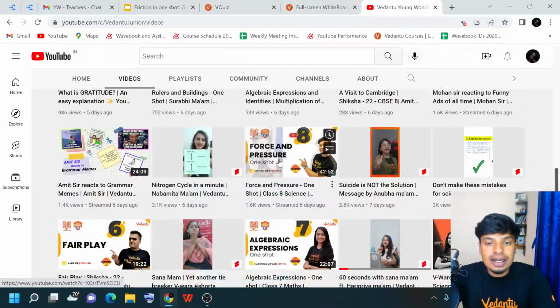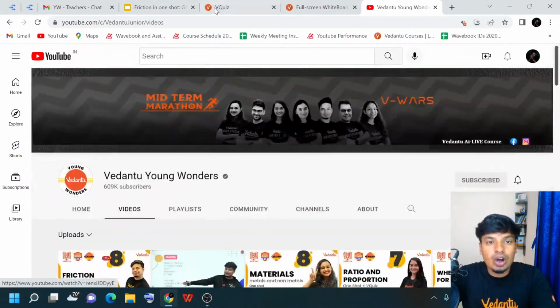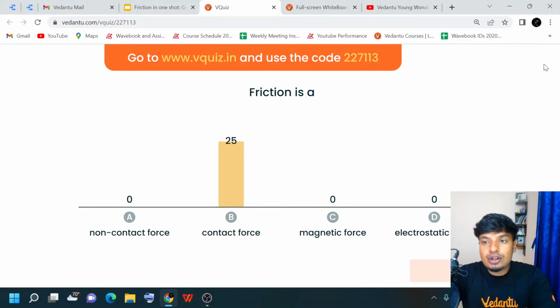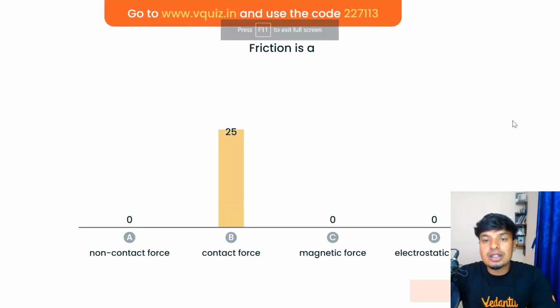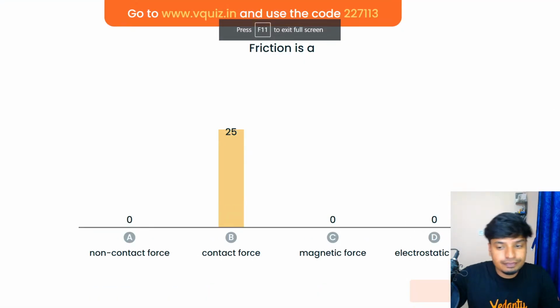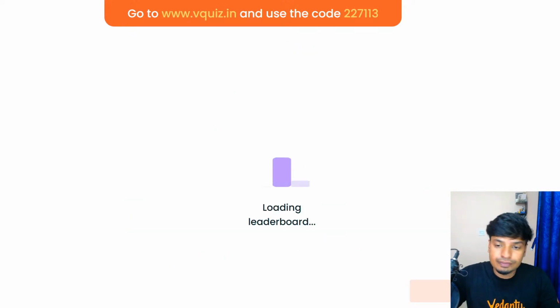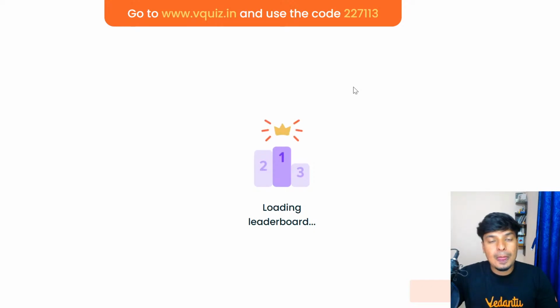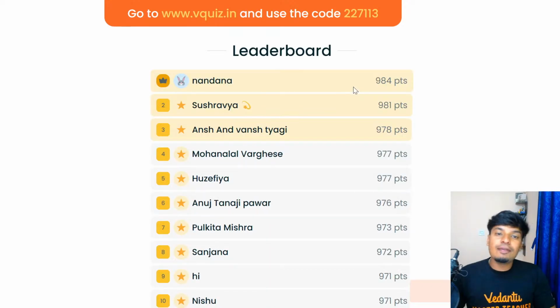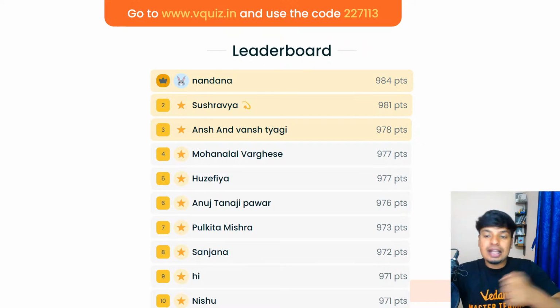I've done the entire chapter here. All right. Very good job, guys. It is definitely friction is a contact force, because surfaces are in contact with each other. Leaderboard. Nandana, very good Nandana. Then we have Shushravya, Anshan Vanshtyagi, Mohanlal Varghese, Huzefia, Anuj, Pulkita, Sanjana, and Nishu. Good job, guys. Next question.